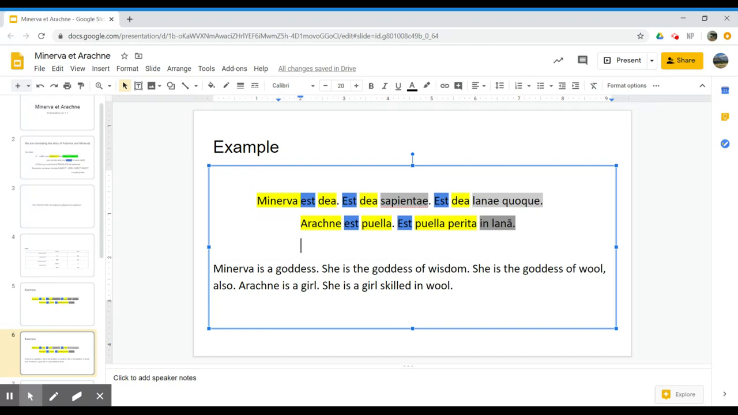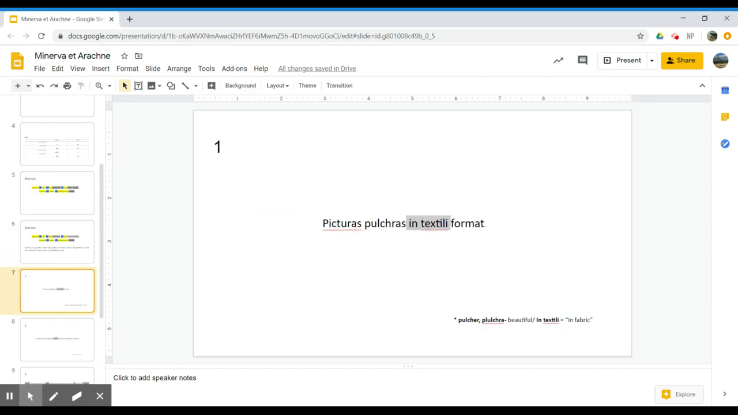All right, last sentence here. Est puella perita in lana. She is a girl skilled in wool. Perita is a word we have on our vocab list. It means skilled or experienced or tested in. She's really good at weaving stuff. We know that about her background, okay?